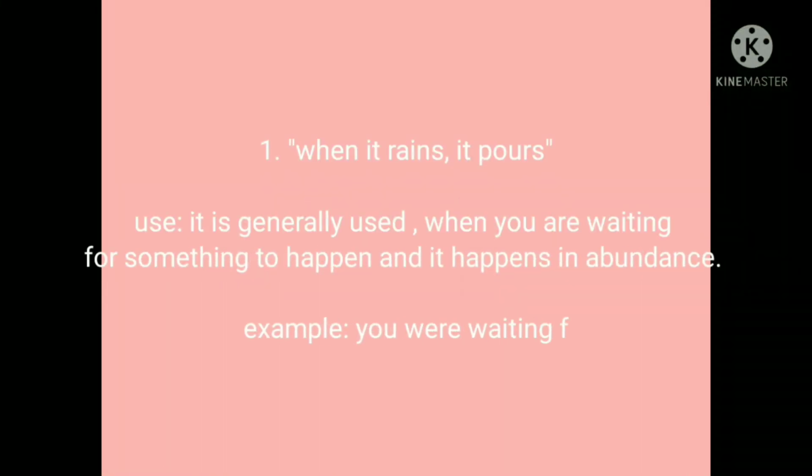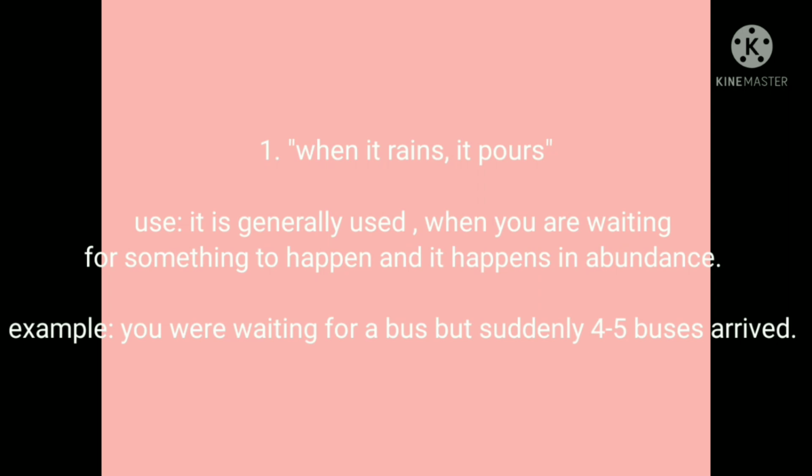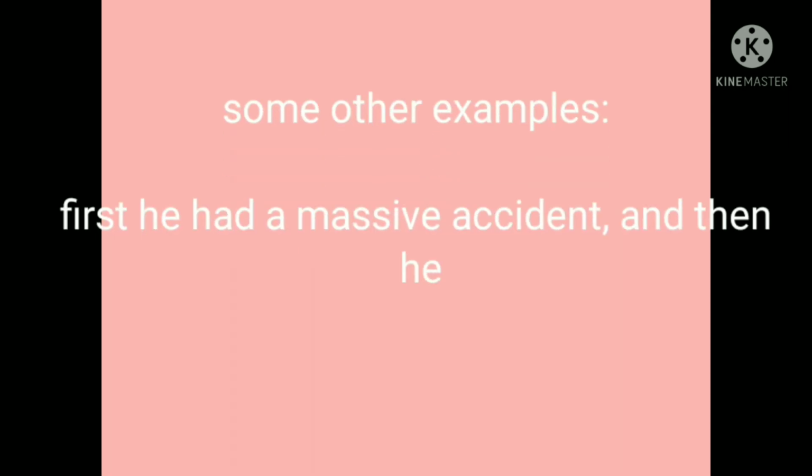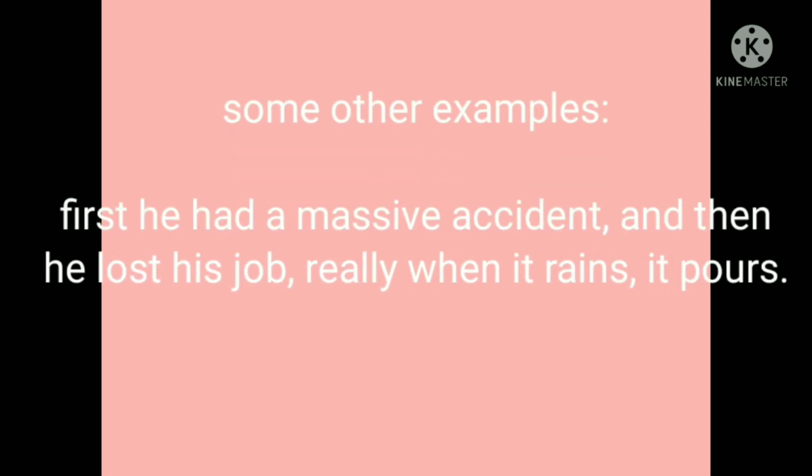The very first we have, when it rains, it pours. Use: it is generally used when you're waiting for something to happen and it happens in abundance. For example, you're waiting for a bus, but suddenly 45 buses arrived at a time. Some other examples. First he had a massive accident and then he lost his job. Really, when it rains, it pours. The next example we have, I didn't even expect a hi from her after having a terrible fight. But she texted me a whole paragraph. It seems when it rains, it pours.